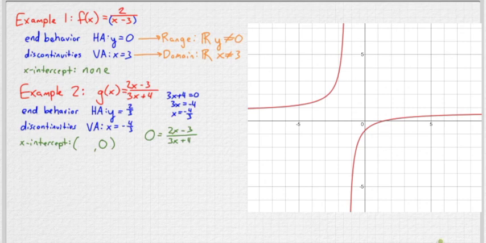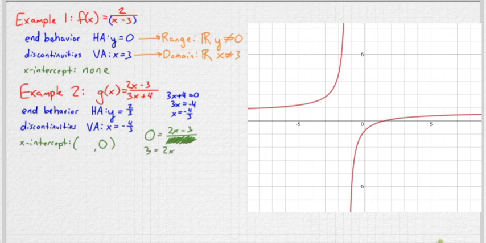And what's really awesome about this is when you have a fraction equals 0, the bottom doesn't matter, right? If a fraction equals 0, that just means that the top has to be 0. The bottom could be any value it wants to be. So I'm actually going to simplify this and just solve this equation. 2x minus 3 equals 0.